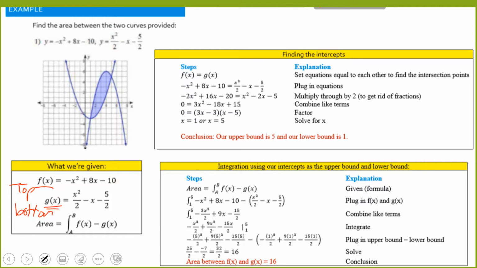Okay, so my area between the two curves should be the integral from my start point to end point of my top function minus my bottom function. Now for this one, I was not given a start point and end point, so my first step, step 1, is to find the intercepts.